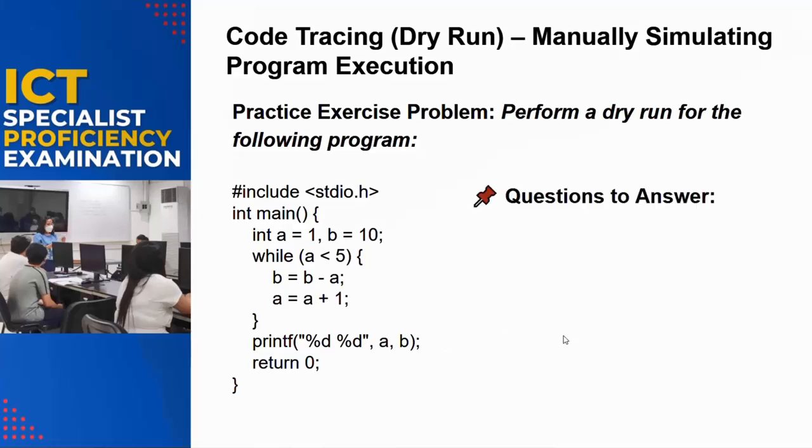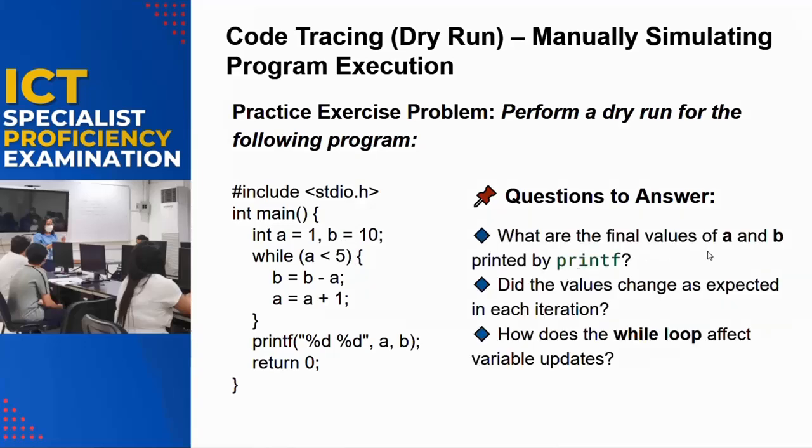Now, what are the questions to answer in answering this activity? So, what are the final values of A and B printed by printf? Did the values change as expected in each iteration? And how does the while loop affect variable updates?